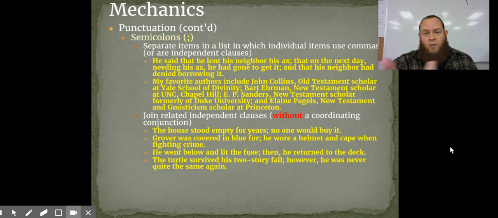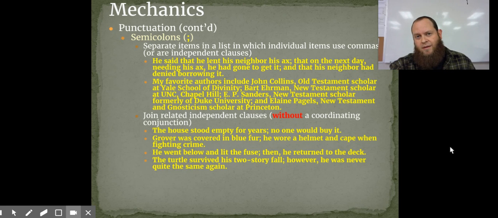Now, semicolons we also use in lists that already use commas, right, to keep things clear. So in the first example, I have a list of dependent clauses. He said that he lent his neighbor his axe; and then on the next day, comma, needing his axe, comma, he had gone to get it; and that his neighbor had denied borrowing it. Right. So we use semicolons there to eliminate some of the confusion, but also because we're dealing with some heavy clauses.